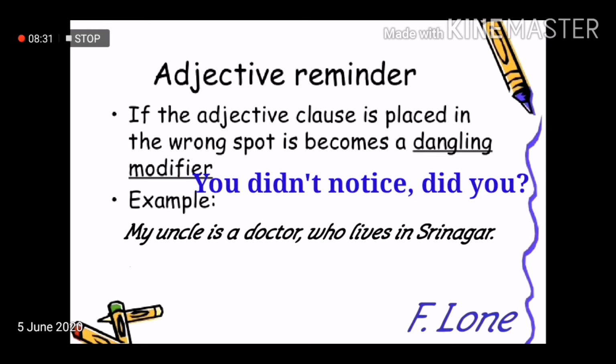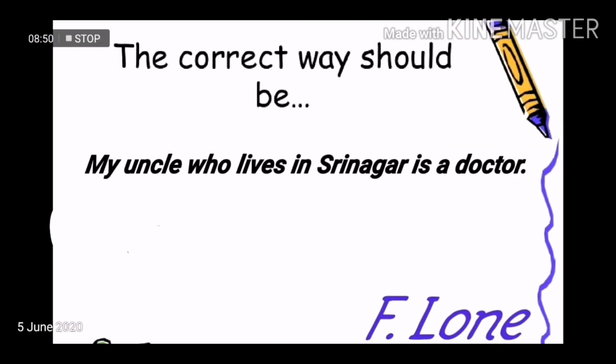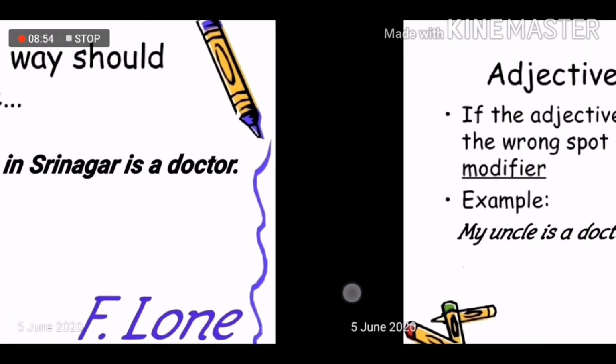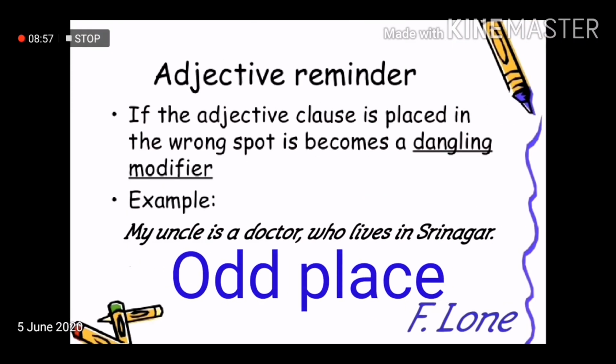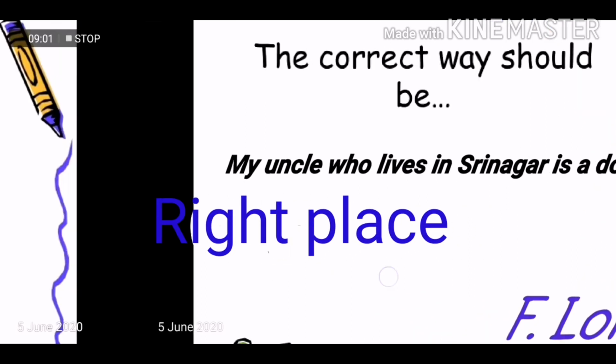Example is: my uncle is a doctor who lives in Srinagar. So this is a dangling because we have put this adjective clause at the end of the first clause, who lives in Srinagar. So it is a sort of dangling, hanging somewhere. So and the correct way should be: my uncle who lives in Srinagar is a doctor. यहाँ पे क्या था? My uncle is a doctor who lives in Srinagar. और correct way क्या है? My uncle who lives in Srinagar is a doctor.